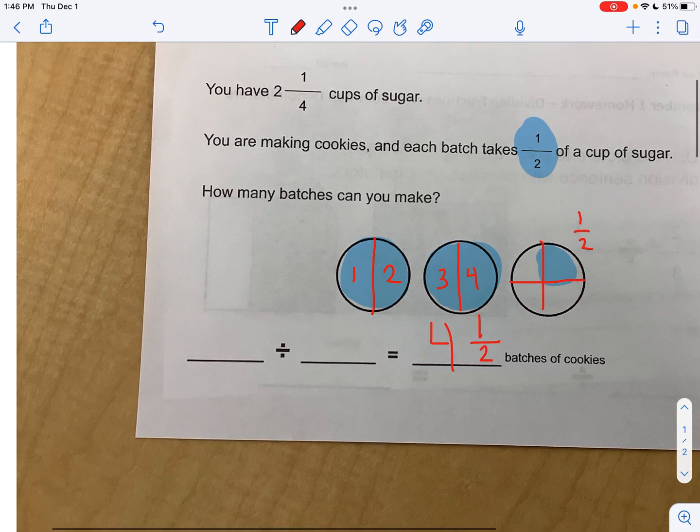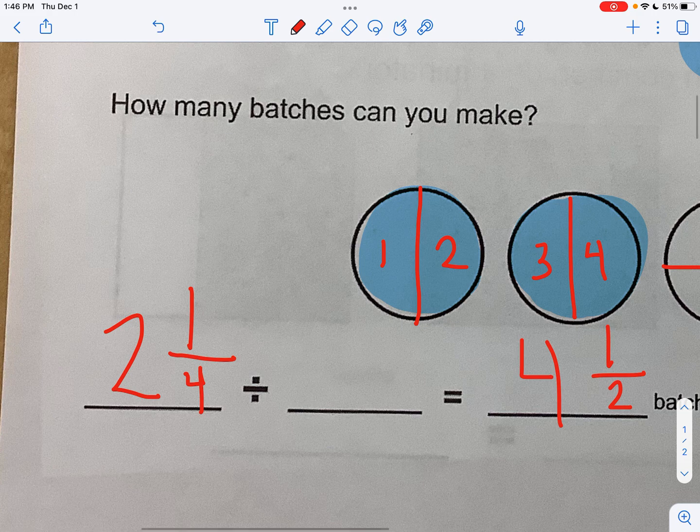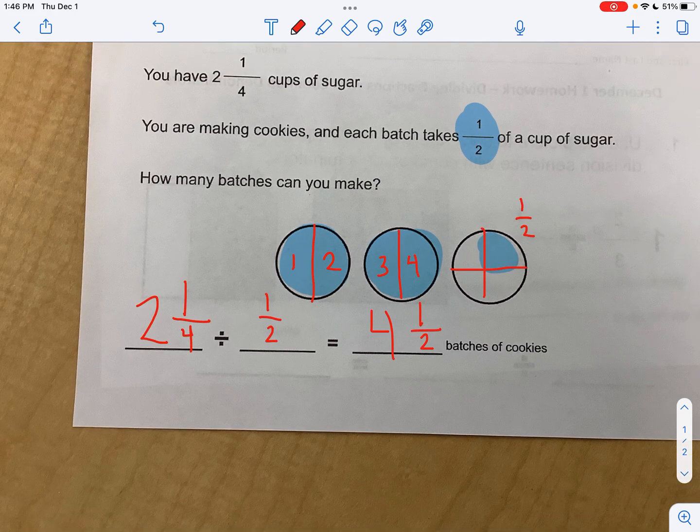So now we're just going to fill in the rest of this division sentence. What goes in the first blank is what we are splitting up. That's going to be 2 and 1/4. We split up 2 and 1/4 into groups. Each of the groups are 1/2. This division sentence says that 2 and 1/4 split into groups of 1/2 makes 4 1/2 groups, or 4 1/2 batches of cookies. All right, good luck on the rest of the homework.